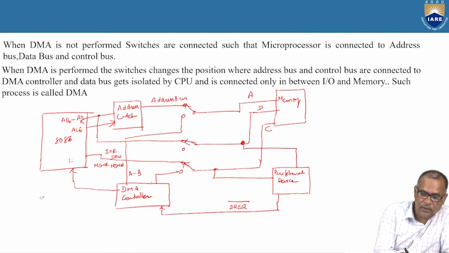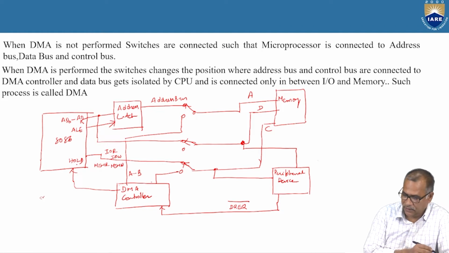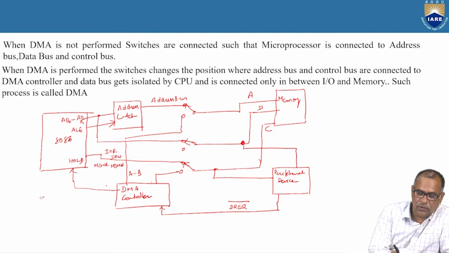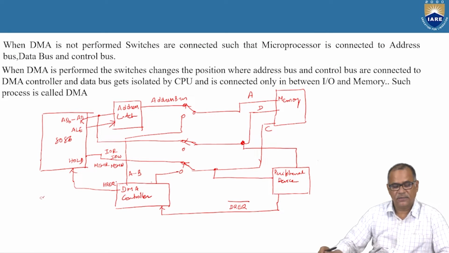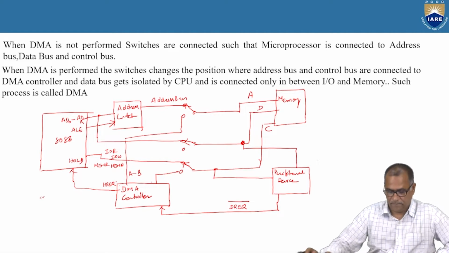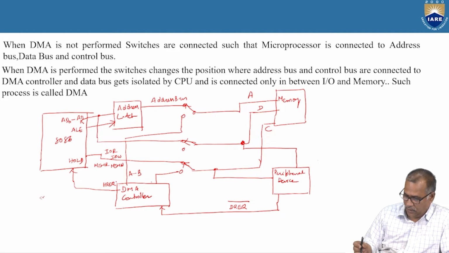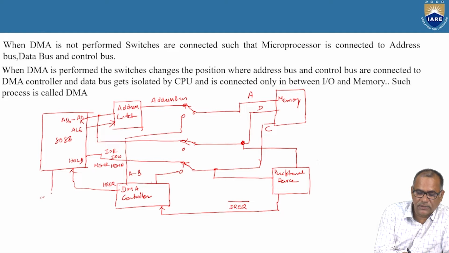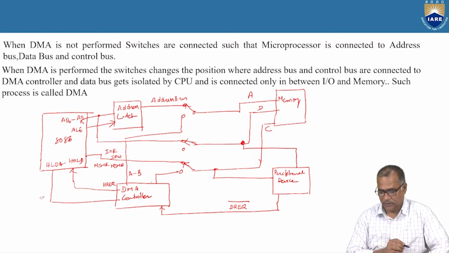So this is a hold signal which is given by the DMA controller, and here it is HREQ. So the DMA controller sends the hold request signal to the microprocessor. And when the microprocessor acknowledges the DMA request, it sends the hold acknowledge signal to the DMA controller. So this is called HLDA, hold acknowledge signal.